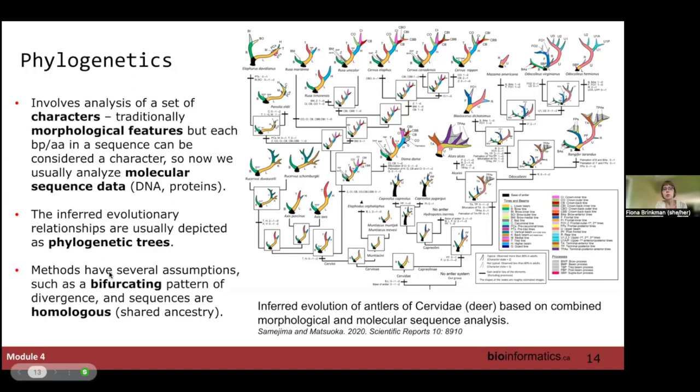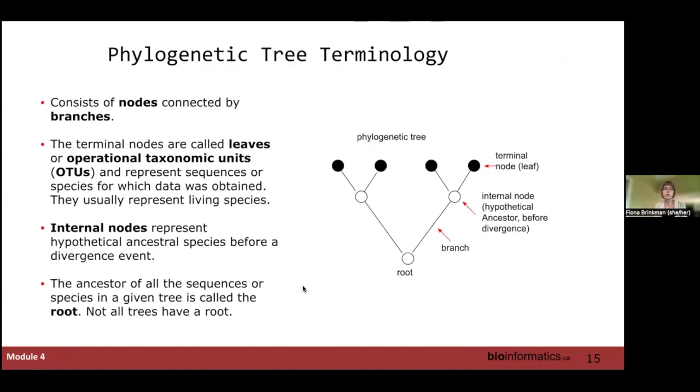And note that there are several assumptions. For example, a bifurcating pattern of divergence: it's not that one species will diverge into four at once, it will diverge into two, and then maybe very quickly after that, diverge into another two. That's limiting, because you could have a bunch of organisms of a species together, and around the periphery of that community, one group could be evolving at the same time as another group on the other side. But generally we assume a bifurcating pattern, and that the sequences are homologous, or have shared ancestry. We talked about that a little bit before: homologous means shared ancestry.